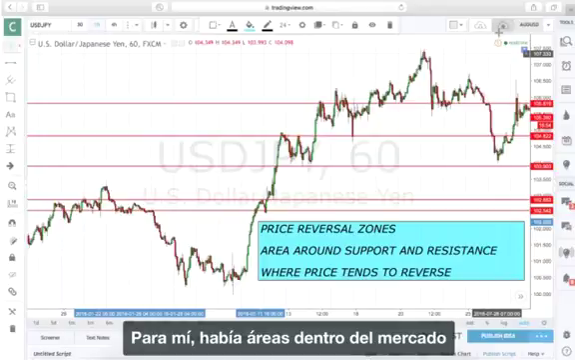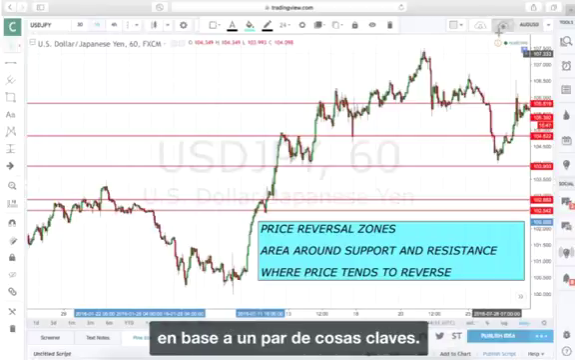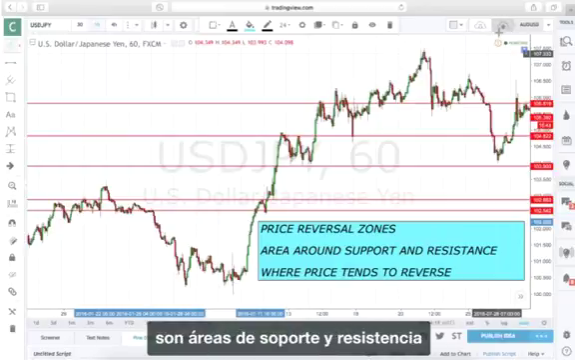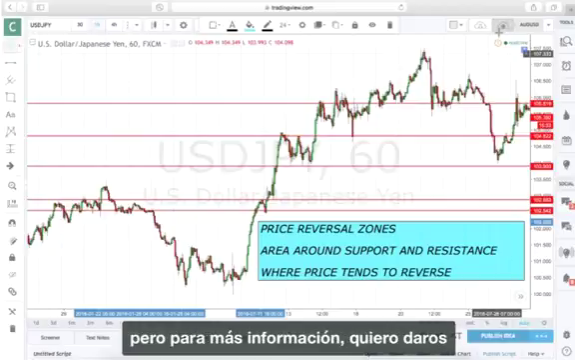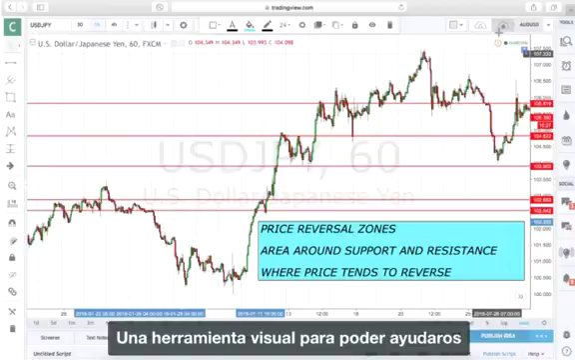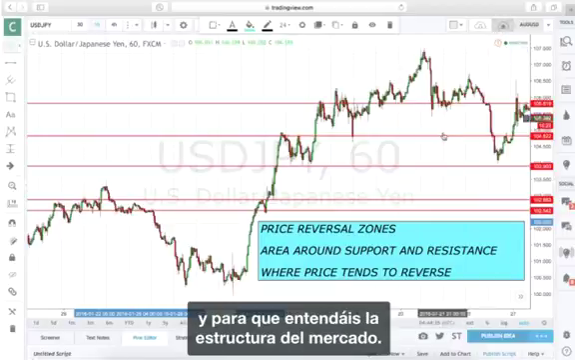For me, what I found was areas within the market where price pretty much reversed based off a couple key things. Price reversal zones are areas around support and resistance where price tends to reverse. You've already gone through the support and resistance video, but adding on to that, I want to give you a visual tool to help you see what really is going on within the markets so we can understand market structure.